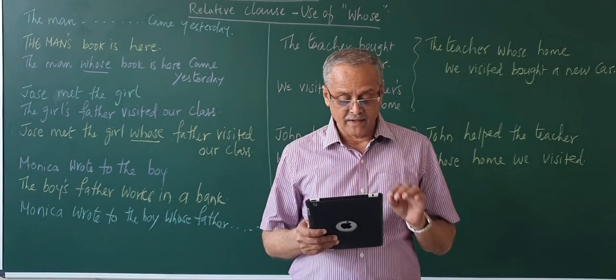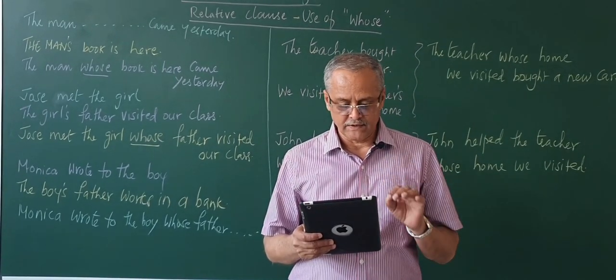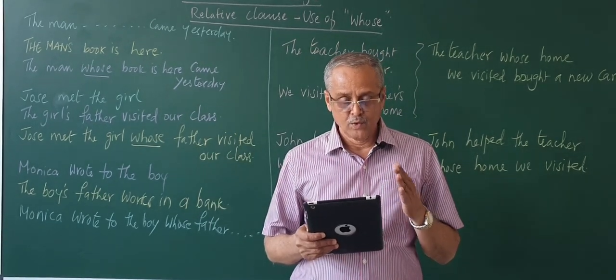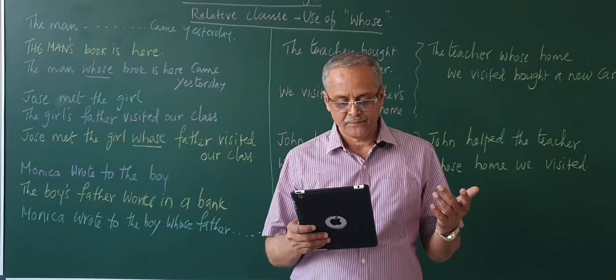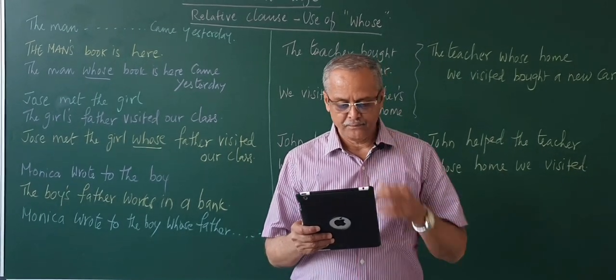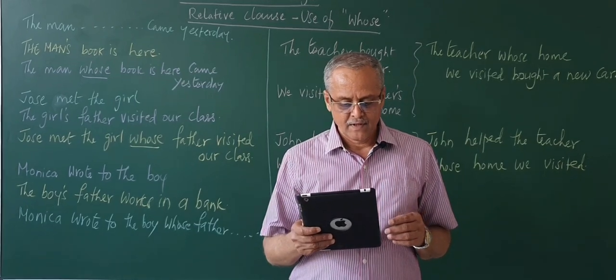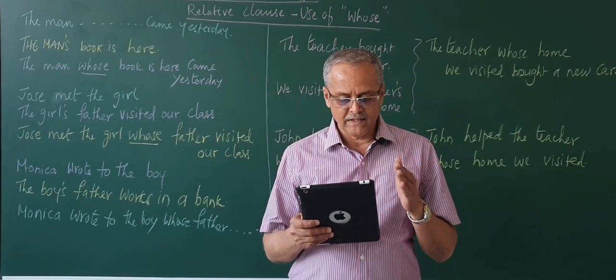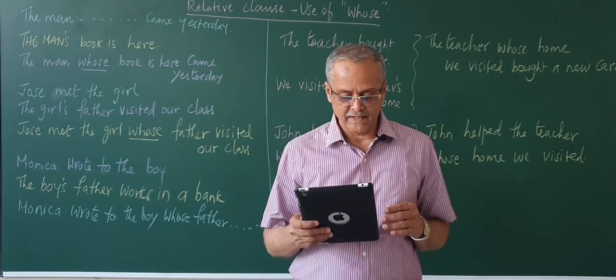The man is our friend. The man's house is on Nehru Street. The man whose house is on Nehru Street is my friend. I played tennis with the boy. We rode in the boy's car yesterday. I played tennis with the boy in whose car we rode yesterday.